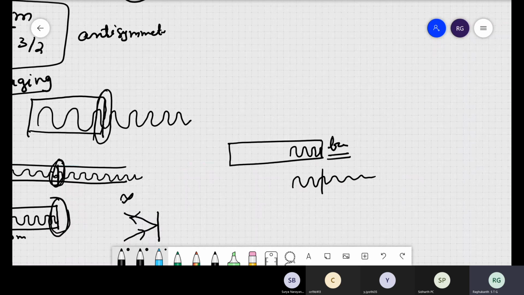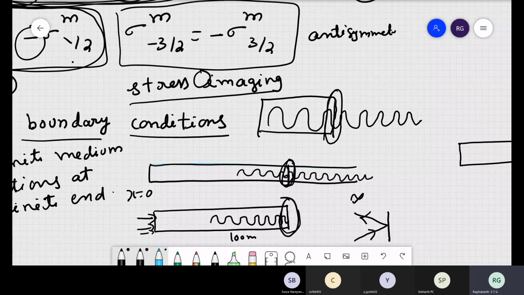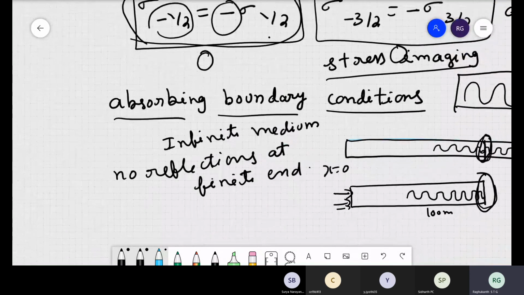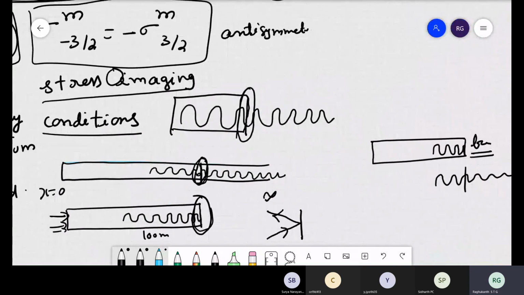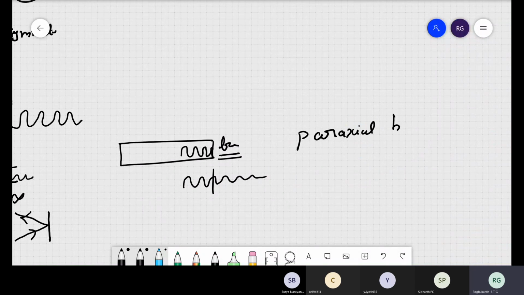So this is a very, very important thing in all numerical schemes. How to represent the infinite mediums, infinite elements, this is a big problem. There are two types of methods. If you see the literature, in the older days we used to use the paraxial boundary conditions actually.